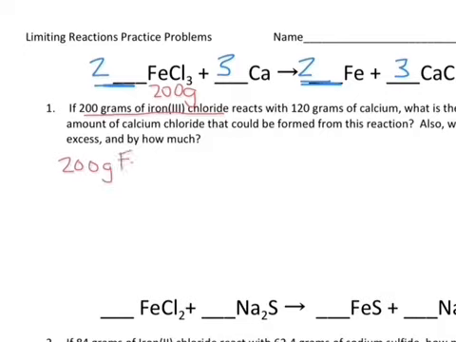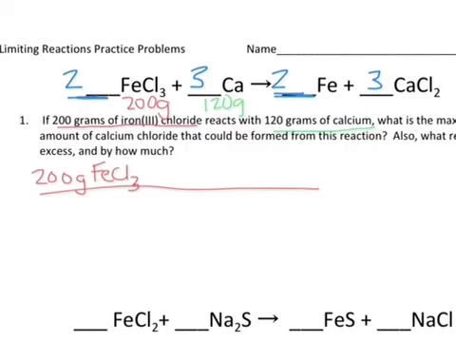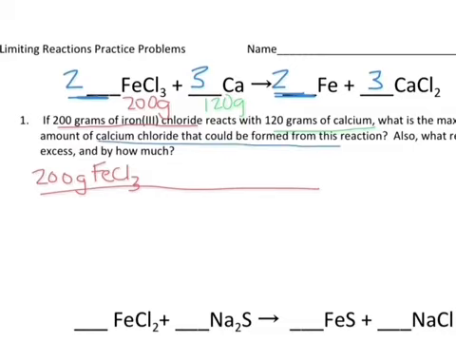FeCl3. And I'm going to do a little bit of stoichiometry. Why? Because it's going to react, let's just write that down, with 120 grams of calcium. So I'm going to have 120 grams of calcium. And what else does it say here? So what is the maximum amount of calcium chloride that can be formed? Calcium chloride that can be formed, which is going to be that last compound.